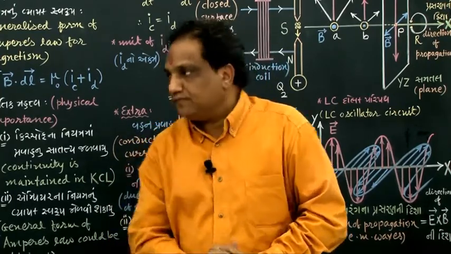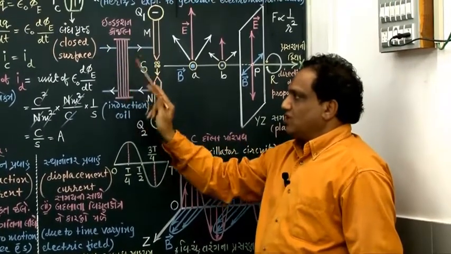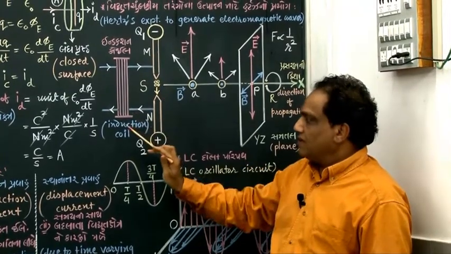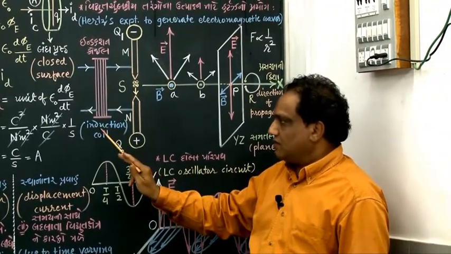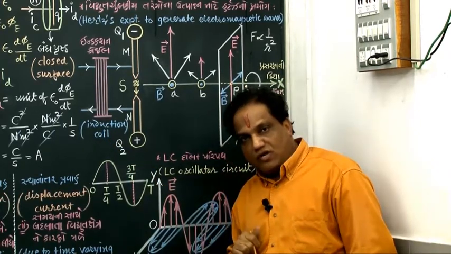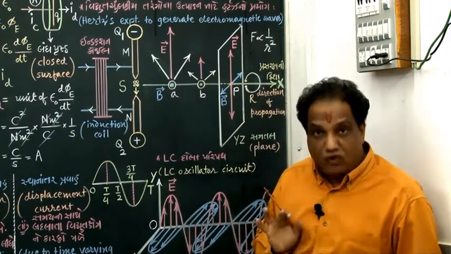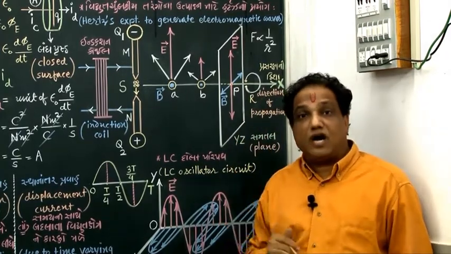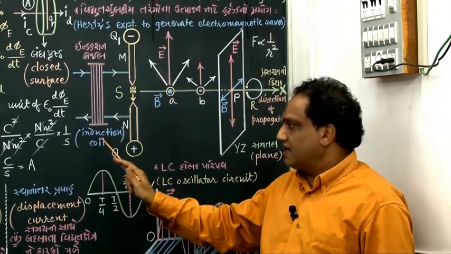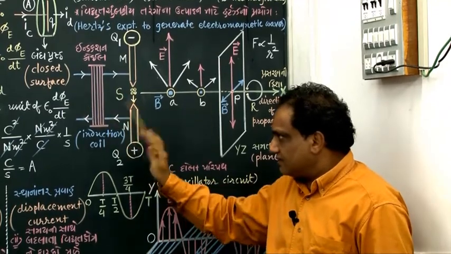I am showing you. We have alternating voltage source which is first connected to one device which is called induction coil. Using induction coil, we can obtain very high alternating voltage changing with high frequency. That sort of device is known as induction coil. This is the circuit symbol for that.